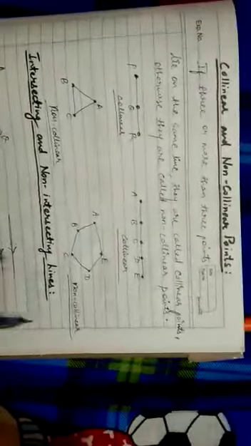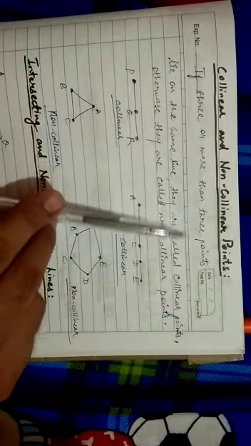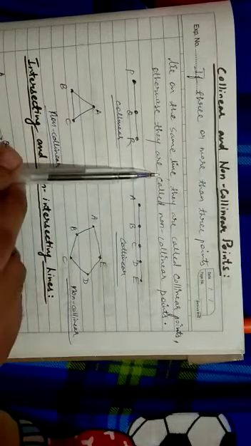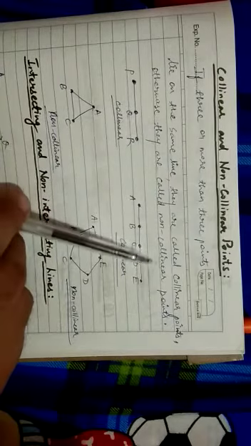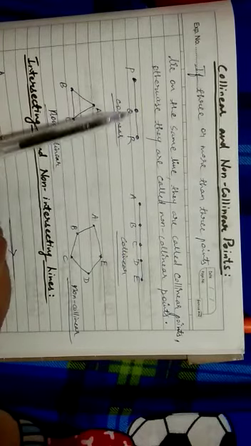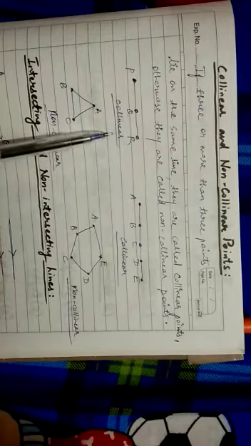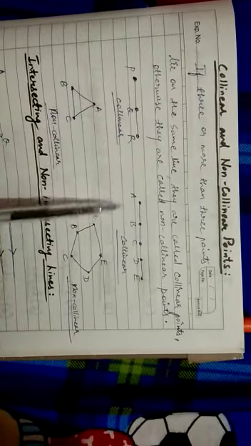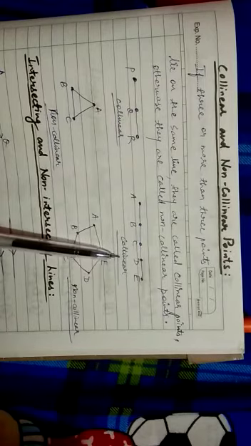Next definition, collinear and non-collinear points. If three or more points lie on the same line, they are called collinear points. Otherwise, the points are called non-collinear points. Here you can see P, Q and R. These are 3 points on the same straight line, so these are collinear points. Here points A, B, C, D, E, all these are on the same straight line. These are also collinear points.